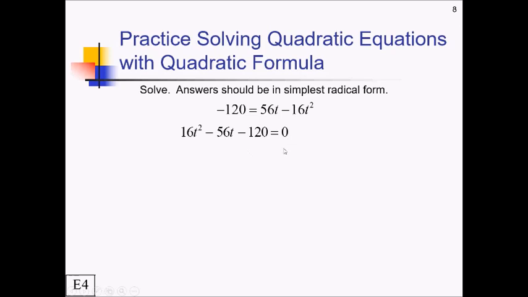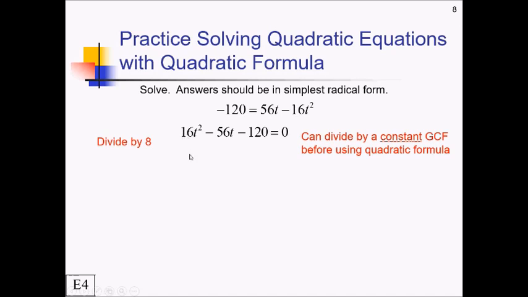Now, before we go ahead and use the quadratic formula, you can actually make your life a little bit easier if all your terms are divisible by the same number. You can divide by a constant GCF before using your formula. So what would be a number that these are all divisible by? Well, I think 8 will work, but let's try it out. So if I divide everything by 8, 16 is going to become a 2, so that's 2t squared, minus 7t, and then 120 divided by 8 is 15. So this is a little bit nicer numbers to plug into our quadratic formula. Pause the video and now finish this out using that lovely formula.